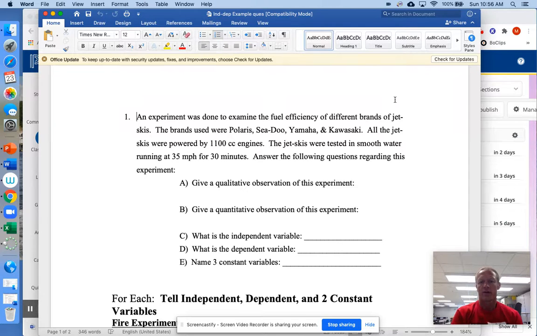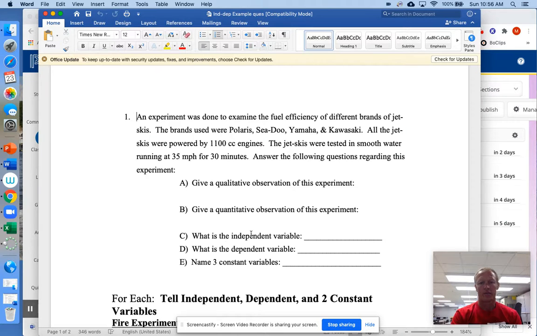All right, so first thing, give a qualitative observation you might see during this experiment. So something you might see. The water is smooth. The jet skis are white. The brands are Polaris, Sea-Doo, Yamaha, Kawasaki. So those are all qualitative observations. Some quantitative observations would be that they are 1100 cc engines. So anything that has a numerical value, 35 miles per hour, 30 minutes.